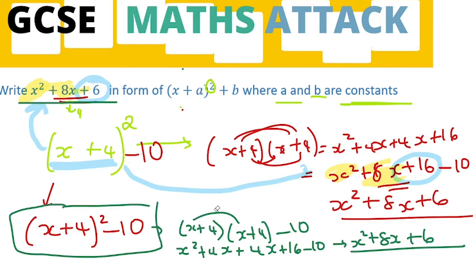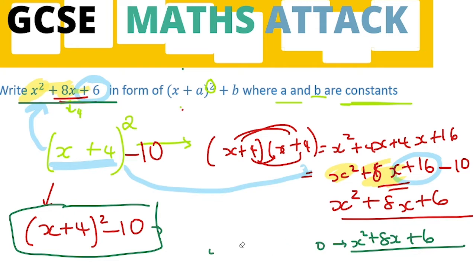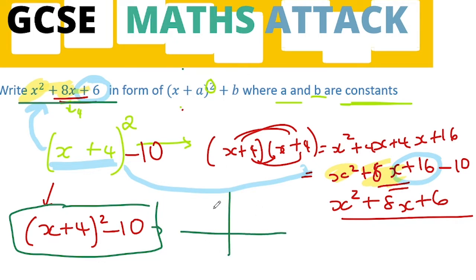Okay, so you could be asked to work out the turning point. So what exactly is a turning point? A turning point just tells you the minimum or the maximum part of the graph. So it gives you the bottom part, or it could be right at the top. This is called the minimum. This is called the maximum.